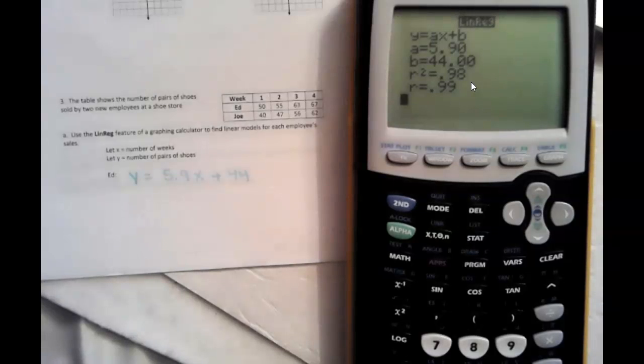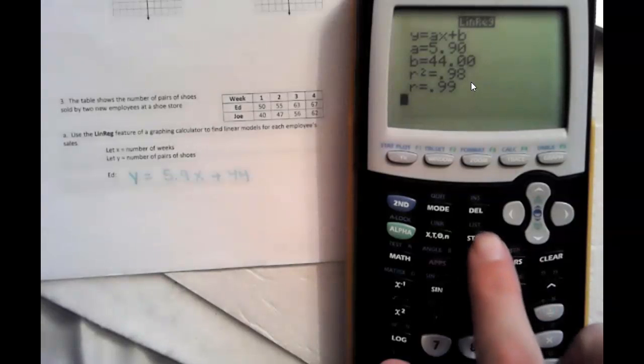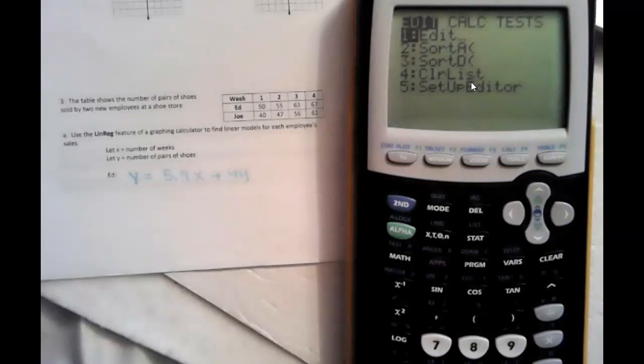And then we're going to do this again for Joe. So you're going to go to Stat, Edit, and then in L2, all I'm going to do is type on top of Ed's data with Joe's data. So 40, 47, 56, and 62.